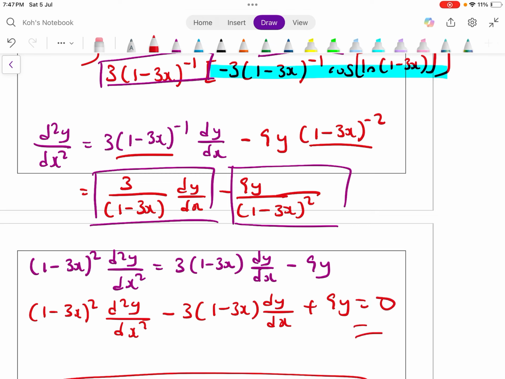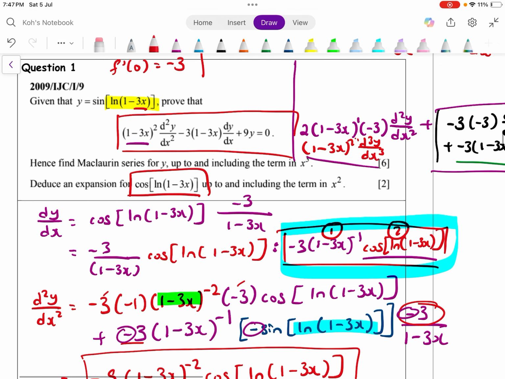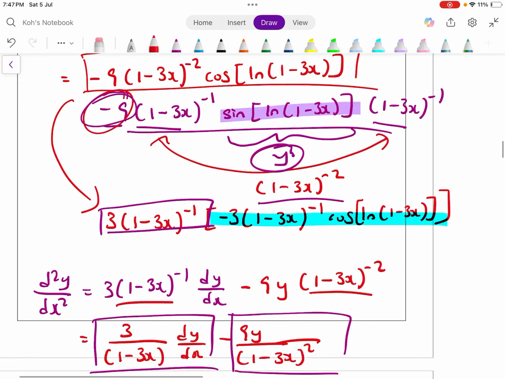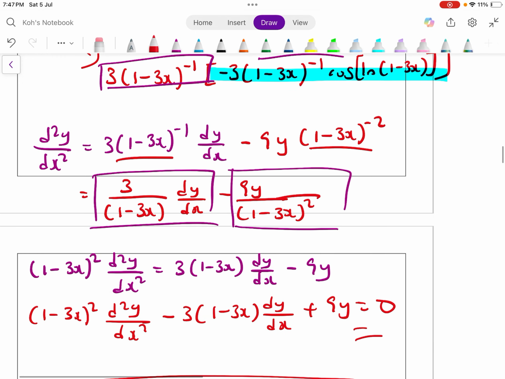So maybe for me, I try to use my product rule, instead of the quotient rule. So in this way, I can actually get the answer already. So this is (1 minus 3x) squared d²y/dx² minus 3. So let me double check. Yes, correct. Everything, all the signs are correct already. Yeah, so that is how we actually do the very first part.